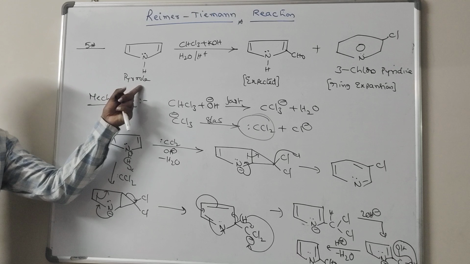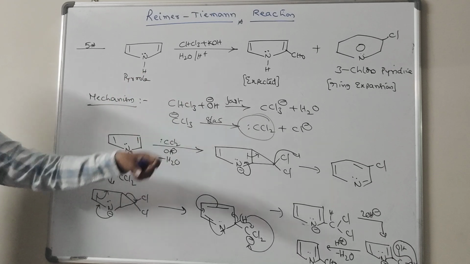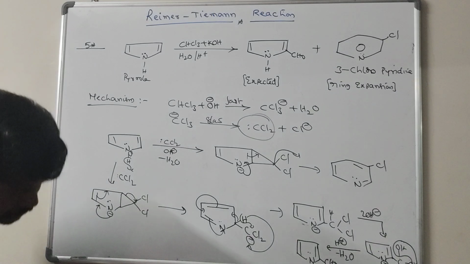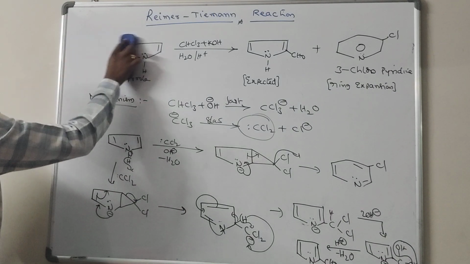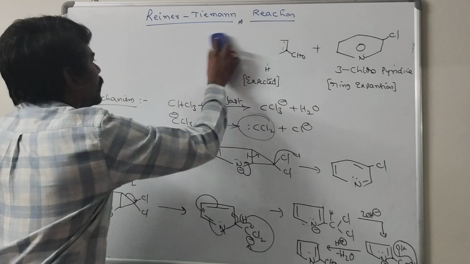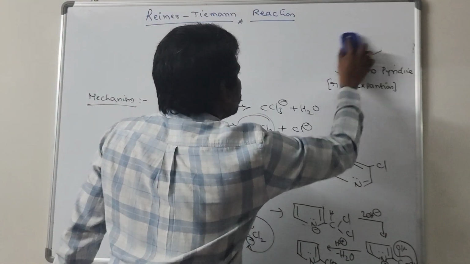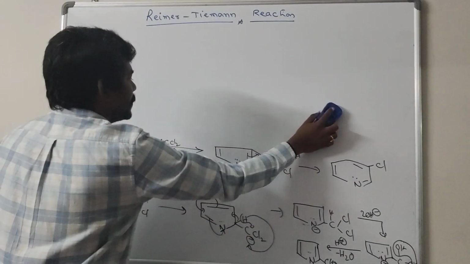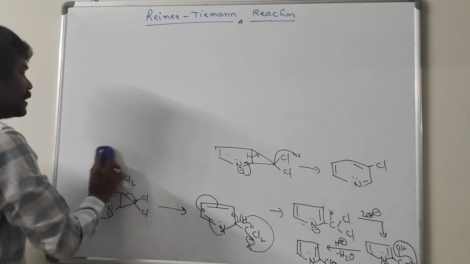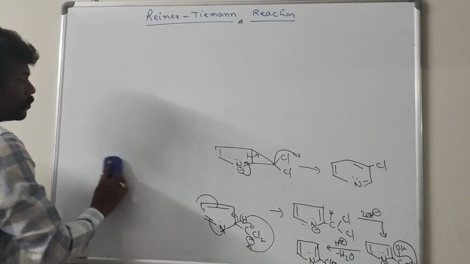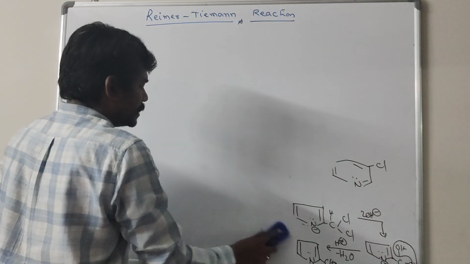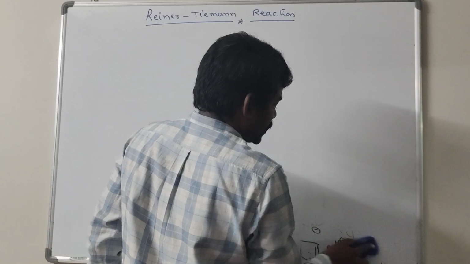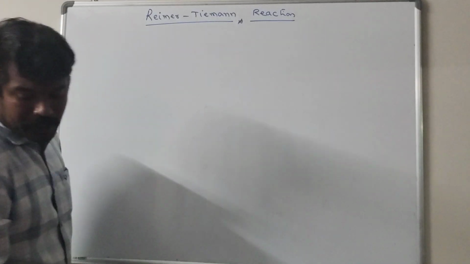In the case of pyrrole, ring expansion takes place. We get 3-chloropyridine. So, in all examples, we saw only ortho and para directing groups as substituents. What happens when a meta directing group is present? There is no reaction. When a meta directing group is present, the reaction is inhibited. Very, very important point.